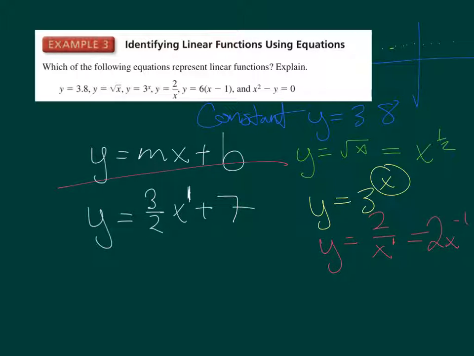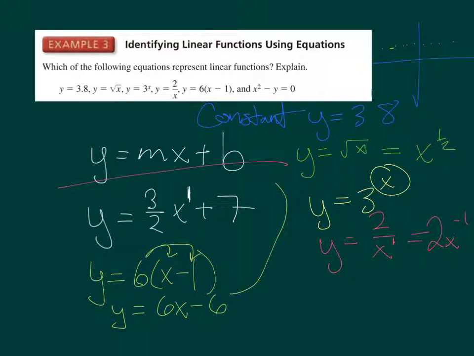So if I were to rewrite this function and do some math operations to it, 6 times x minus 1, I can distribute this 6 through the parentheses, and I get y equals 6x minus 6. Now I can make this function look like that, and my variable is to the first power. So yes, in all of these functions, this one is the only one that is a linear function.